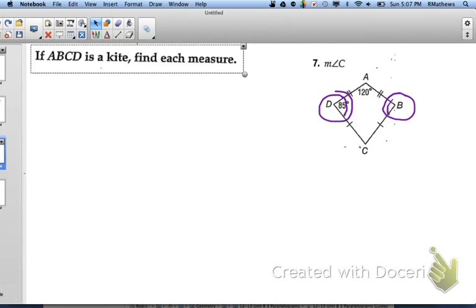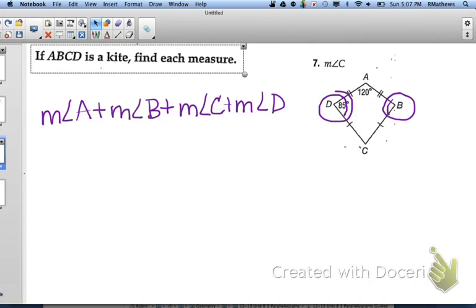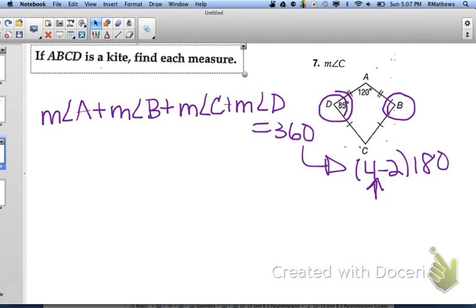That helps you know which pair it's going to be. Now we know that the measure of angle A, again, I want you guys to draw this and write this information out, plus the measure of B, plus the measure of C, plus the measure of D, equals 360. And where did I get 360? Well, that was from 4 minus 2 times 180, right? 4 is the number of sides. This goes to the polygon angle sum theorem. So all polygons use this theorem, and since this is a four-sided figure, all four-sided figures, their angles have to add up to 360. Okay?